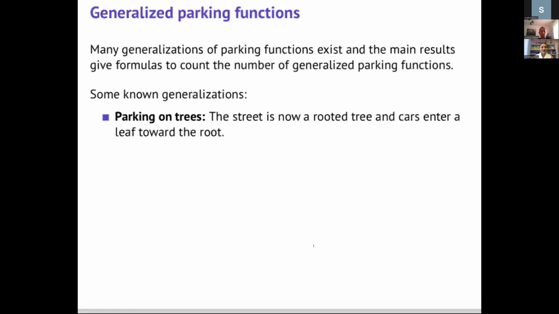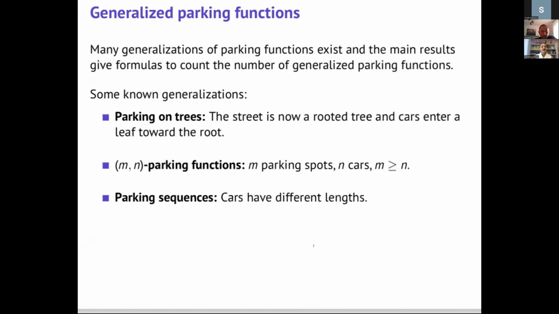So of course, there's a wonderful paper where they're parking on trees. So basically, you label all the vertices of a tree, and then cars have a preference for a parking spot, and then they enter along one of the leaves trying to go to that preferred parking spot, and then they exit at the root of the tree if they can't park. And so there's been some work in that direction, pun intended. There's also m,n parking functions, which are the ones where there's potentially more parking spots than cars. There's also parking sequences, which are super awesome and something that we've been studying now, which is cars having potentially different lengths. And so how do they park without colliding if they're taking more than a single spot?